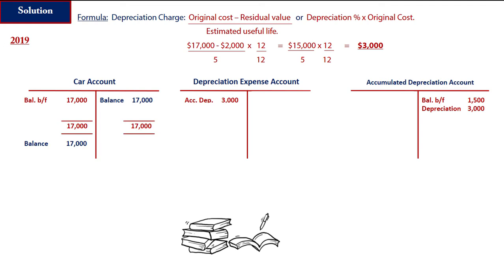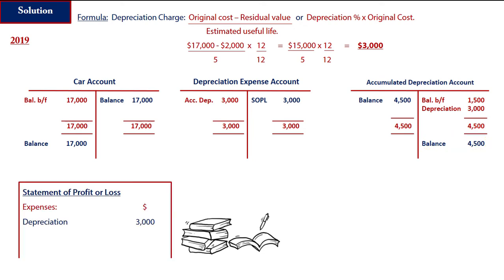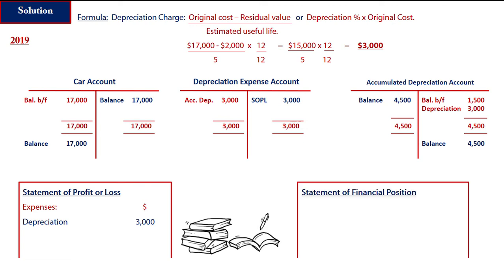Balancing the car account, there will be a balance of 17,000 to the debit. The depreciation expense account will have a statement of profit or loss item of $3,000. The balance on the accumulated depreciation will be $4,500 to the credit. So we move the depreciation expense to the statement of profit or loss, $3,000. We come to the statement of financial position, open non-current assets, car of 17,000 original cost, then we bring the accumulated depreciation. It has increased from $1,500 to $4,500. So the carrying value now is $12,500.